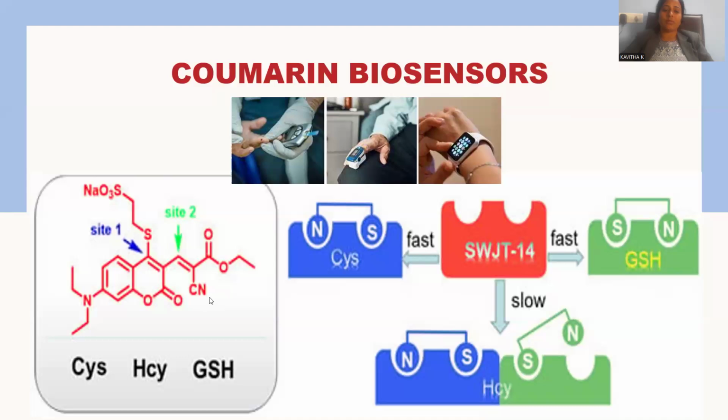The compound manifested over here is a coumarin having an alkyl side chain over position number 3 and a thioether functionality over position number 4, and here a tertiary amine over position number 7.